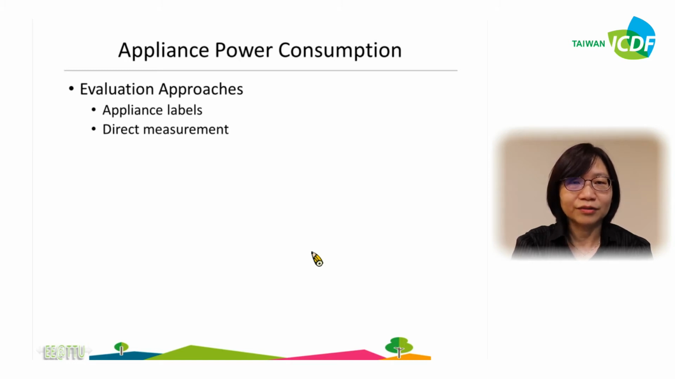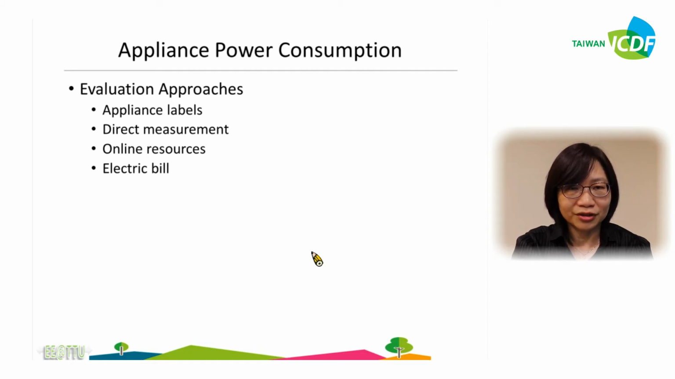Or you can buy a meter to measure the voltage, current, or wattage directly. The third method is to use online resources. You can check online information to roughly estimate the power. Of course, you can always check your electric bill, so you can have an idea of the power used in previous years.